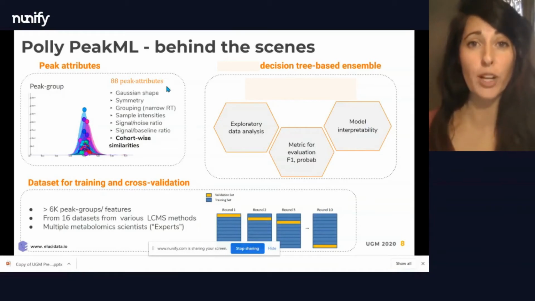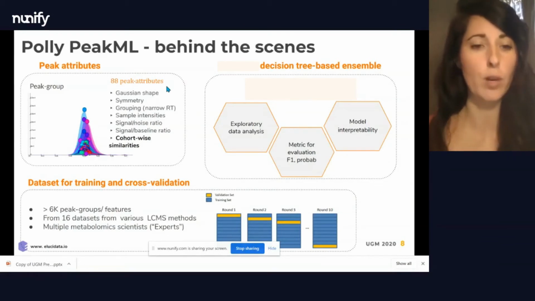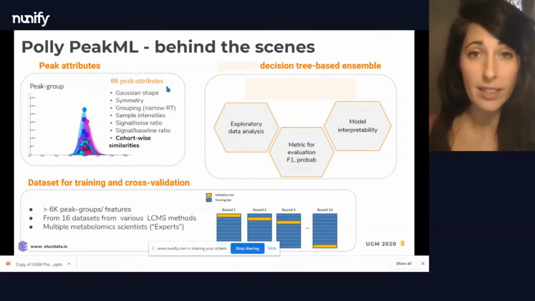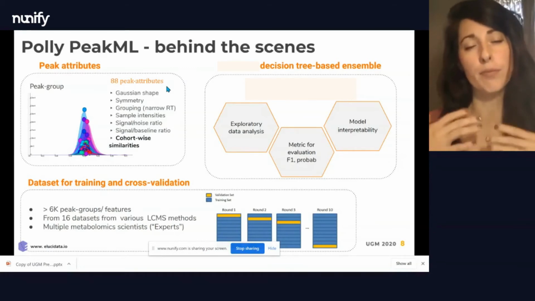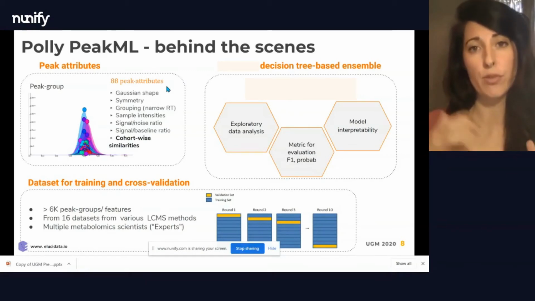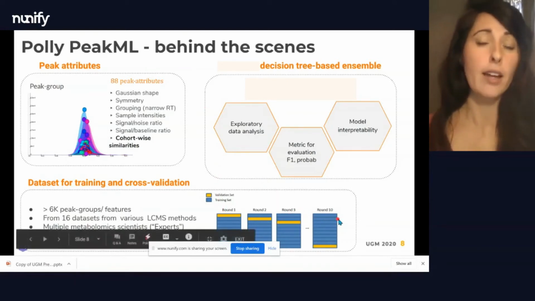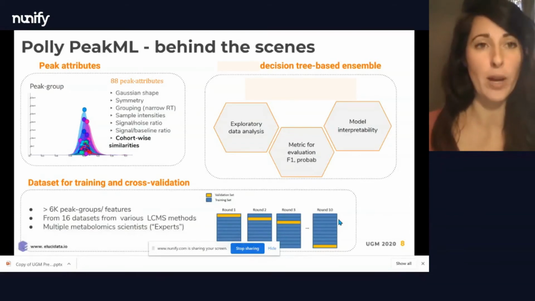So with this framework and the algorithm, we then just needed to train it and give it data sets so that it could learn what a good peak looks like and what a bad peak looks like. For that, we collected around 6,000 peak groups and features across 16 different data sets, multiple different types of chromatography, and different back-end mass spec instrumentation, and we went through the training and validation, which is this iterative stepwise process. I'm just going to walk you through a couple of things that we learned along the way.